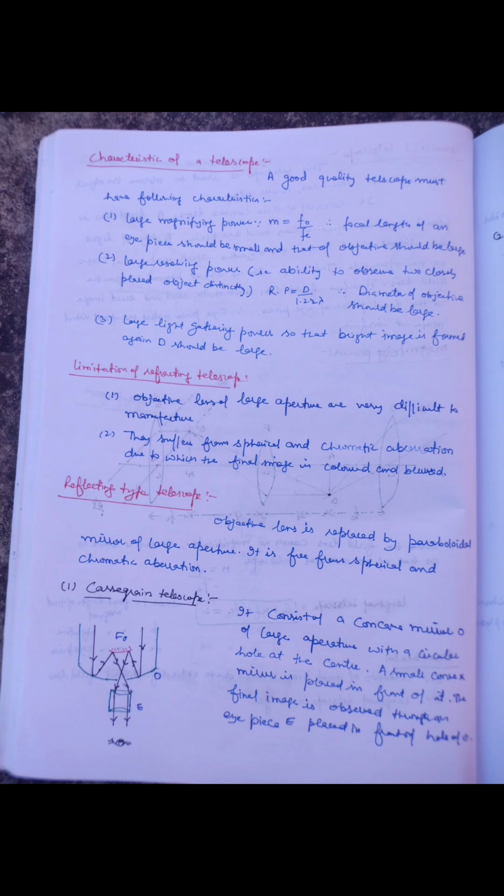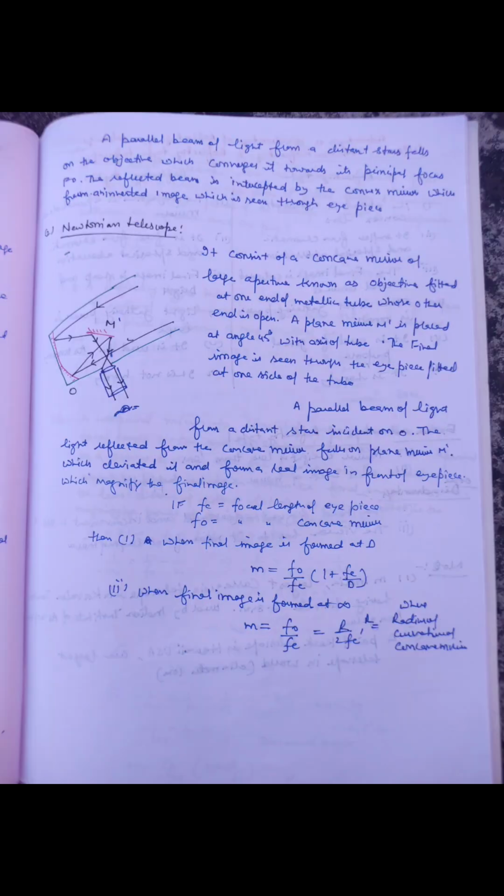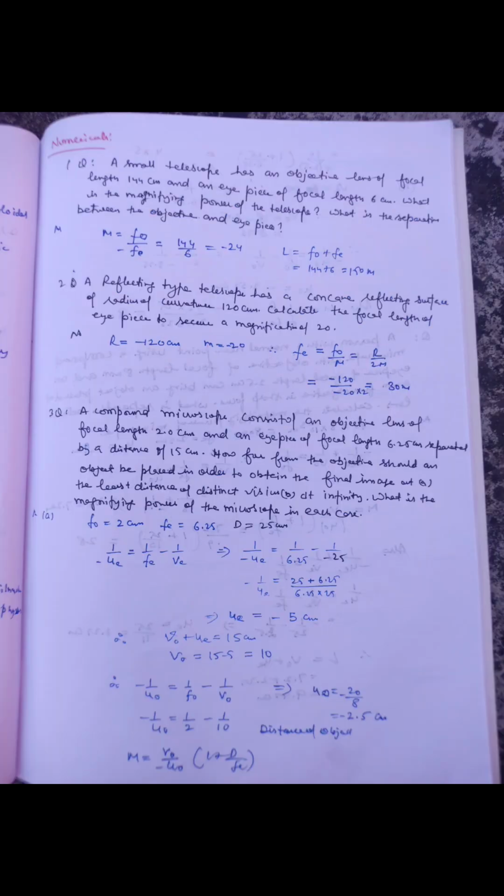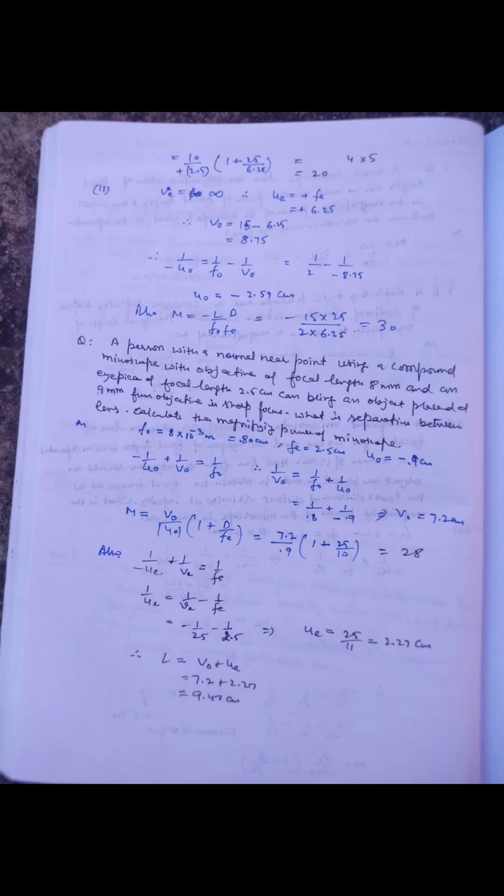Reflecting type telescope consists of Cassegrain telescope and Newtonian telescope. Here objective lens is replaced by paraboloidal mirror of large aperture. Reflecting type telescopes are free from chromatic and spherical aberrations. Final image is sharp and bright. Light gathering power is large. They are used in astronomy and they are not handy. The mirror weight is less and full back of mirror can be supported.